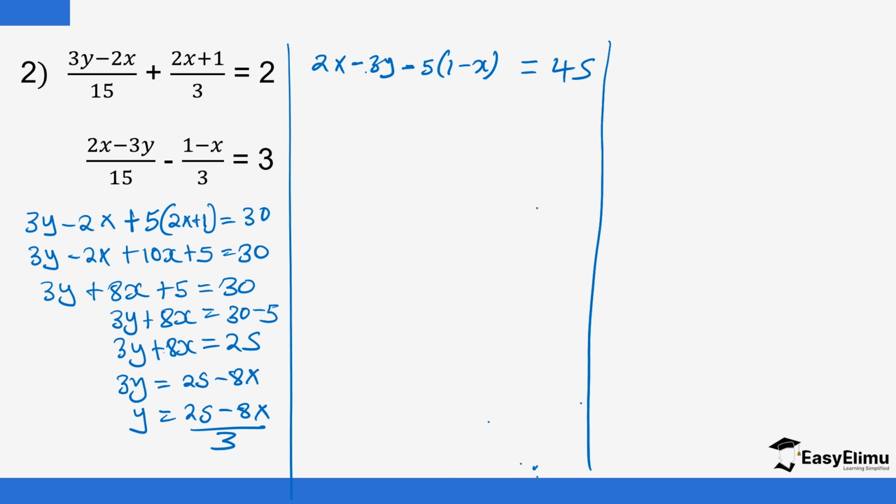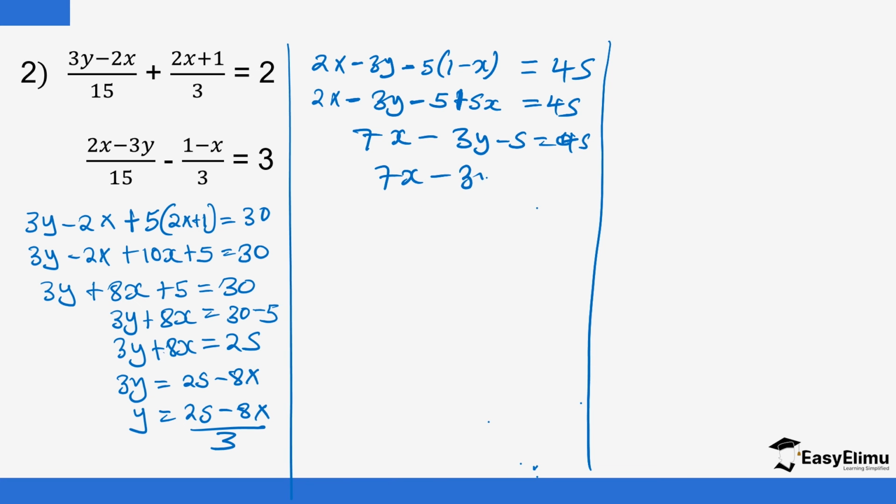So this one you start with 2x minus 3y. 5 by 1 is 5, and the minus will change to plus because of the minus sign before the bracket. So 5 by x is 5x. So this is 45. I collect the like terms together. So 2x plus 5x is 7x, minus 3y minus 5 is equal to 0. So 5 will go to the other side. So 7x minus 3y is equal to 45 plus 5. So 7x minus 3y is equal to what?